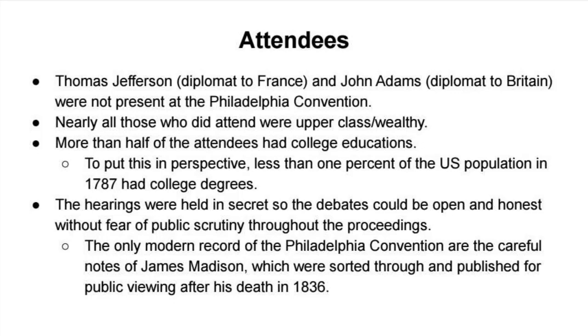More than half of the attendees have a college education, and to put this in perspective, less than 1% of the U.S. population in 1787 had college degrees. So this is an elite group of people. The hearings are held in secret, so the debates wouldn't be put out to the public and have all the scrutiny coming in until they had a final document for people to scrutinize and comb over.